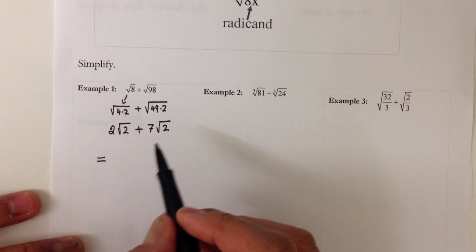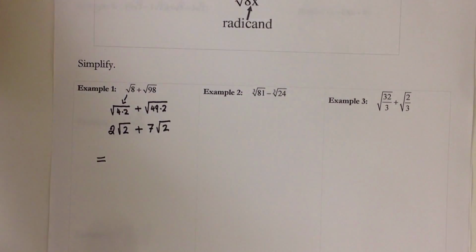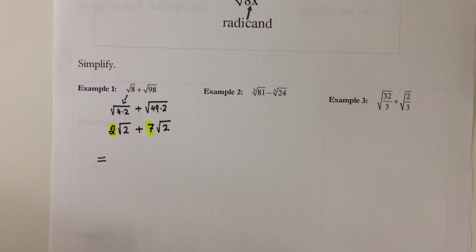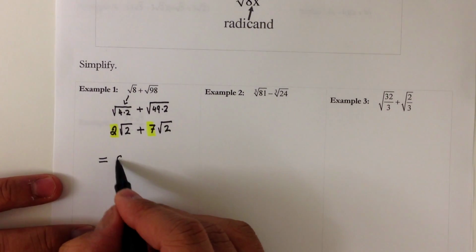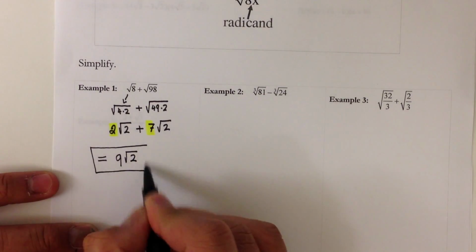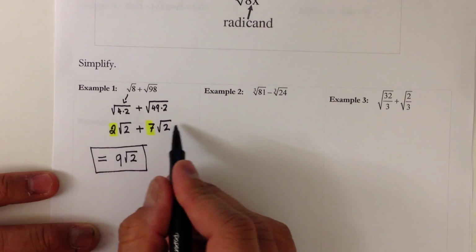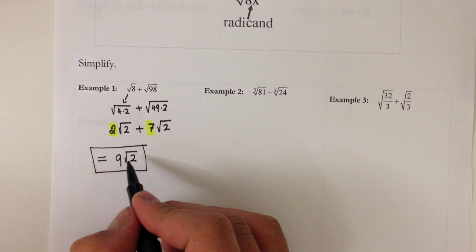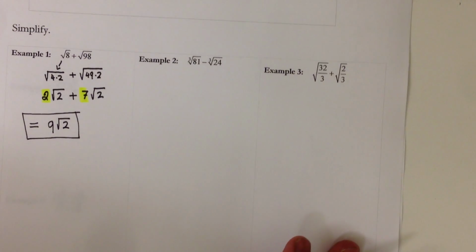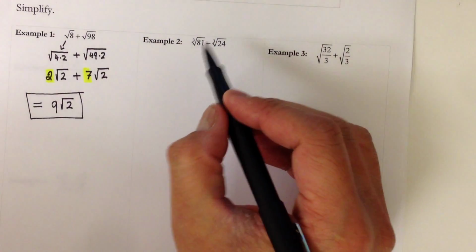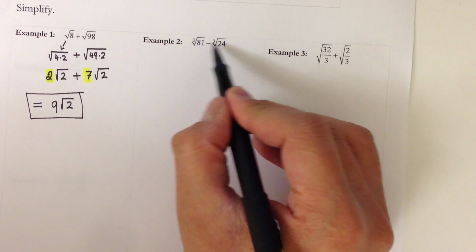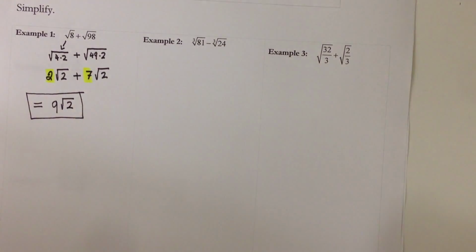When we add, we only add the numbers in front of them. So take 2 plus 7, which gives you 9, and you leave the radical 2 alone. And so 2 radical 2 plus 7 radical 2 is 9 radical 2. Awesome, very good. Let's go on to subtracting radicals. They have the same index, but the radicands are not the same, so right now you can't subtract them until you do some preliminary work.